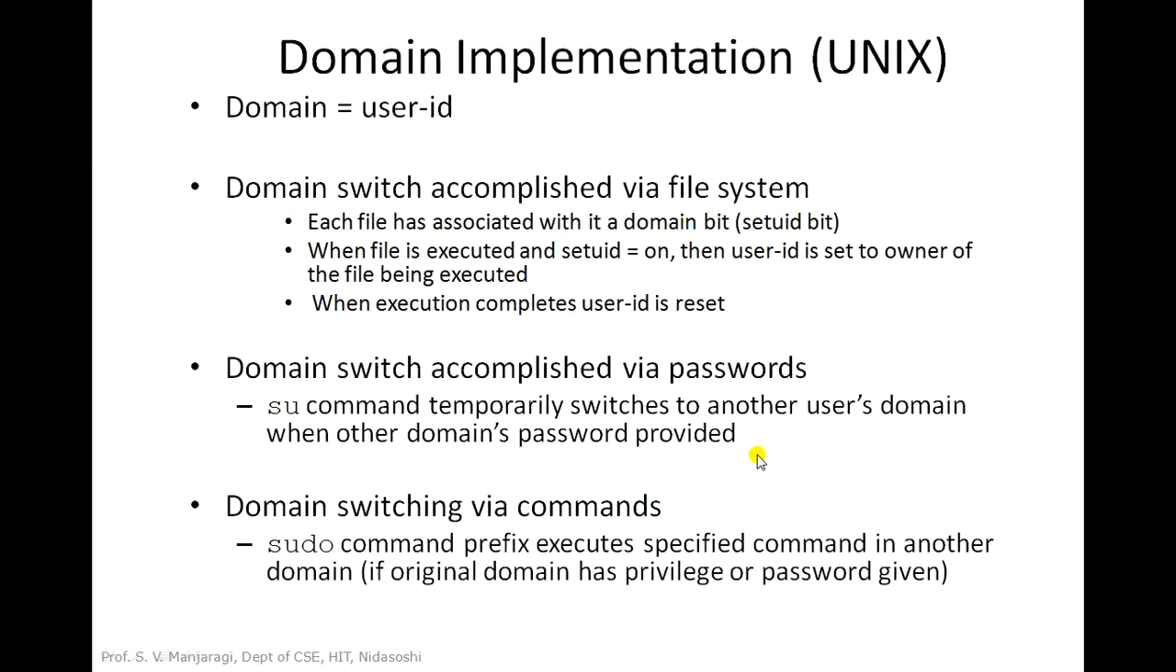Now let us see domain implementation. We'll take the Unix operating system. In the Unix operating system, a domain is nothing but a user ID. You know that Unix is a multi-user operating system. Here multiple users can execute programs simultaneously. Hence there will be multiple domains in Unix, and each domain is identified by a separate user ID. So a domain is associated with a user ID in the case of the Unix operating system.